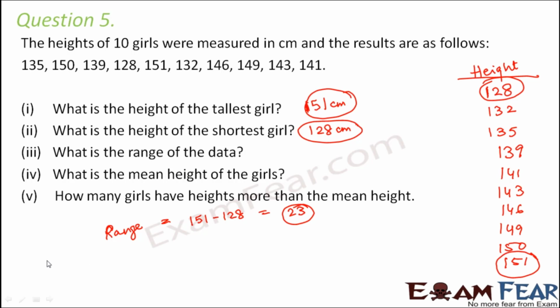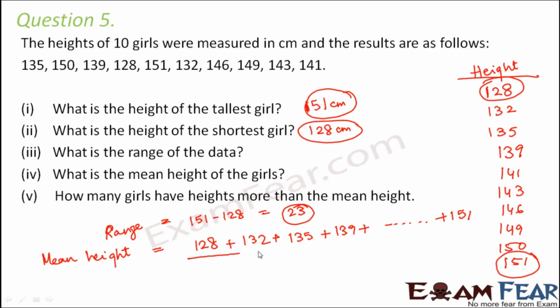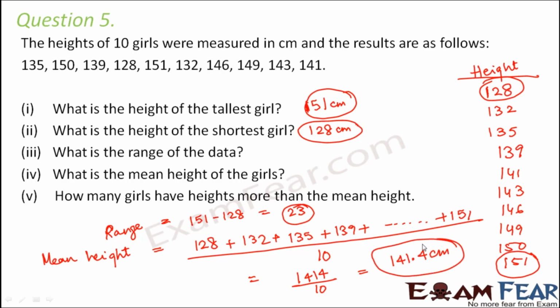What is the mean height of girls? How do you calculate mean height? So mean height is going to be the sum of the heights, that is 128 plus 132 plus 135 plus 139 plus so on till 151. So you add all these values and divide by how many? Divide by 10, because these are the heights of 10 girls. So you have 10 such values. So this comes out to be 1414 divided by 10, which is equal to 141.4 centimeters. So this is the mean height of the girls.